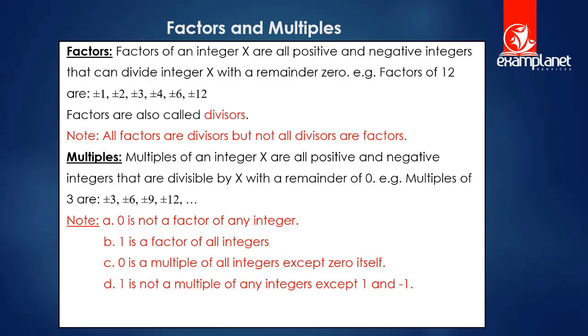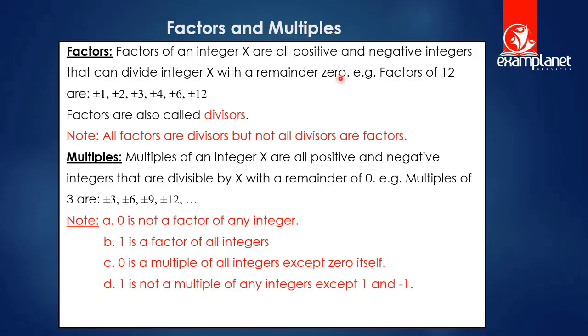Now we have factors and multiples. Now when you say factors, what are we talking about? Now factors of an integer x are all positive and negative integers that can divide integer x with a remainder 0. E.g., factors of 12 are plus or minus 1, plus or minus 2, plus or minus 3, plus or minus 4, plus or minus 6, and plus or minus 12.